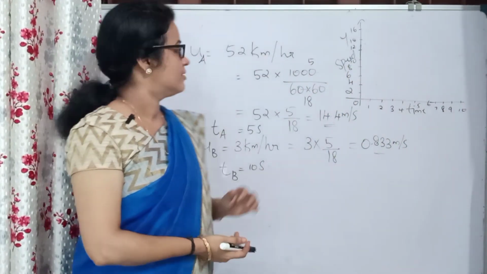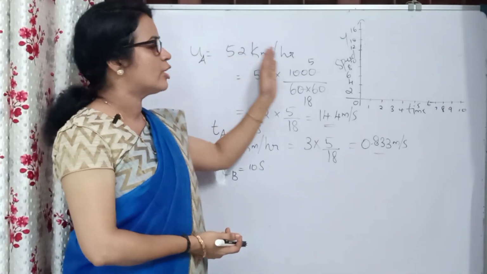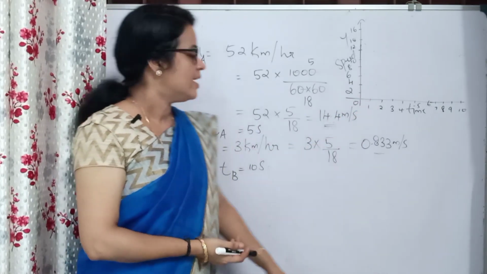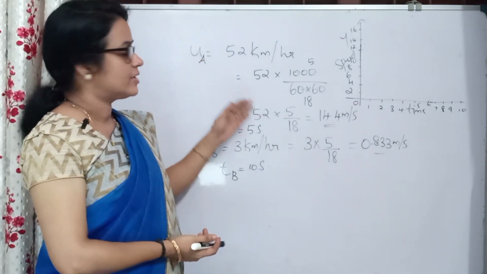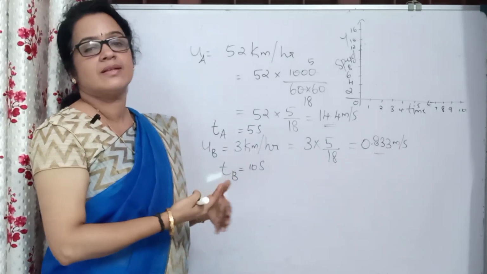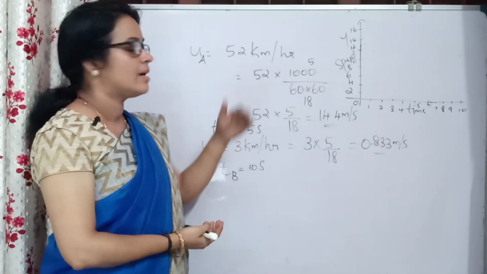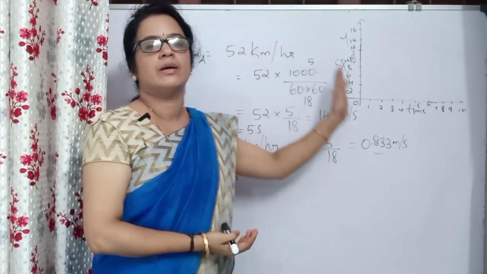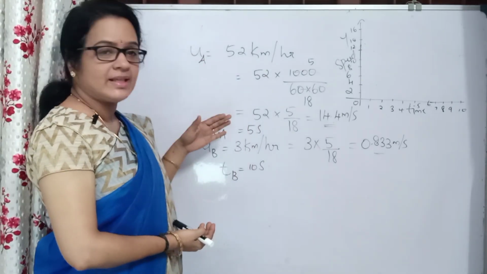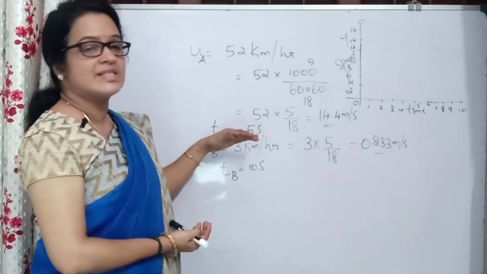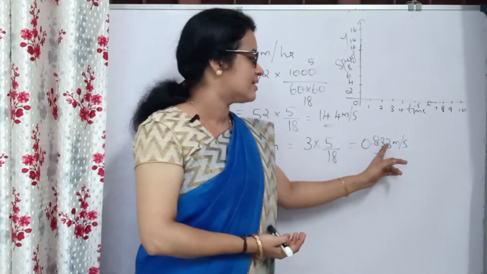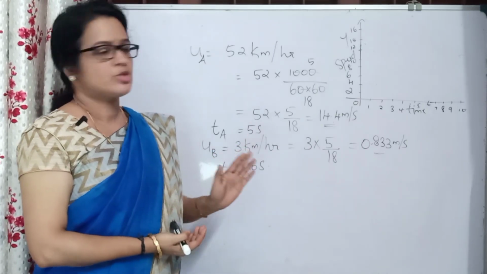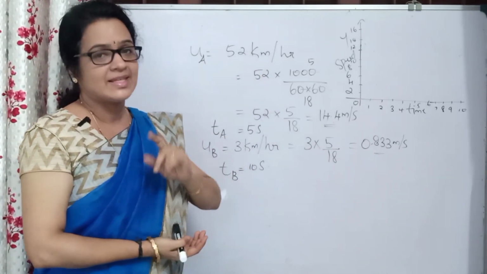So how we can draw the graph? These are the given data here. The initial velocity is 52 km per hour. When we convert it into meter per second, we are getting it as 14.4 meter per second. And after applying the brake, it is decelerating and coming to rest. So the time interval is 5 seconds. So after 5 seconds it will come to rest. Okay, and in the second car, what happens? The initial velocity was 3 km per hour, that means 0.833 meter per second, and after 10 seconds it is coming to rest. So we have to plot these two cases in a single graph.